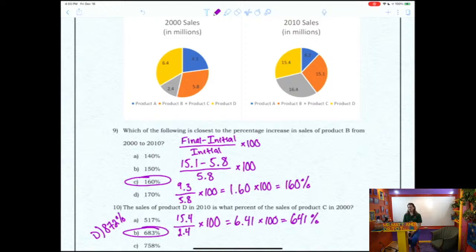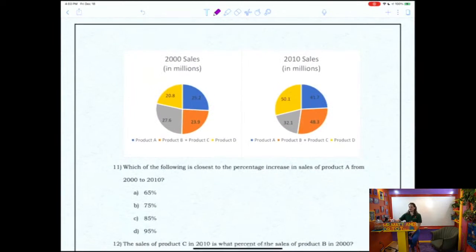15.4 divided by 2.4 is 6.41, or thereabouts. 6.41 times 100 would give us a percent of 641%. So product D in 2010 represents 641% of product C in 2000. If you have any questions, then please let me know. Otherwise, let's look at the last pair here for today.